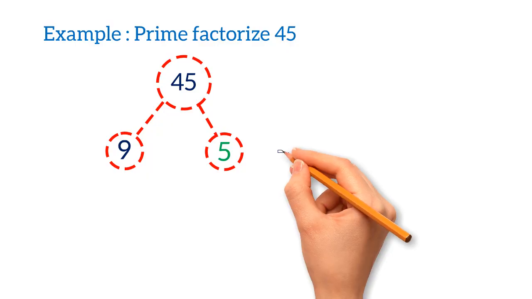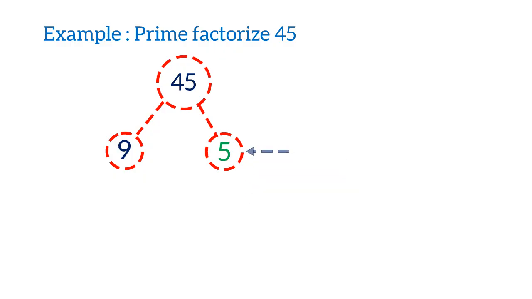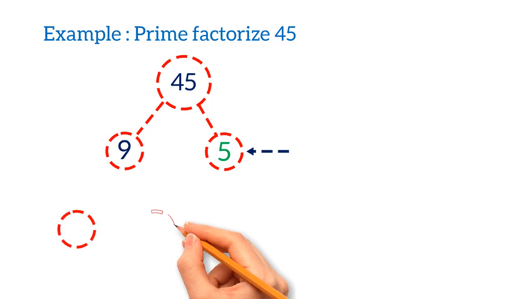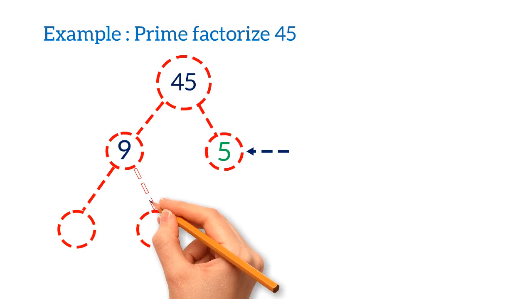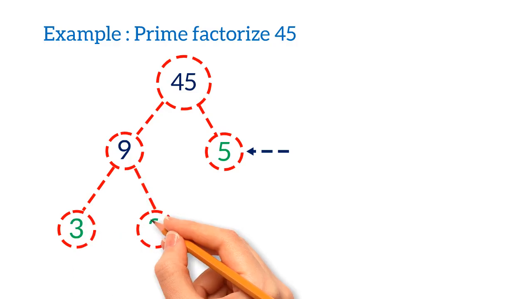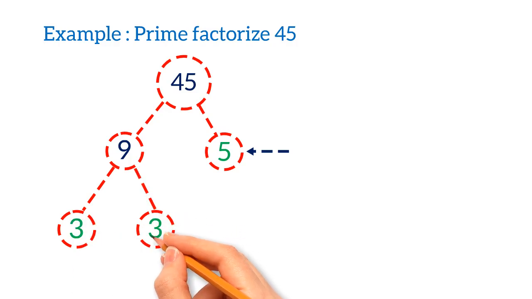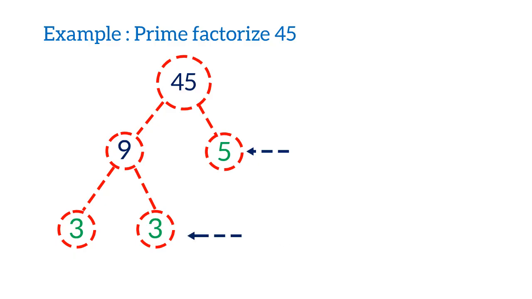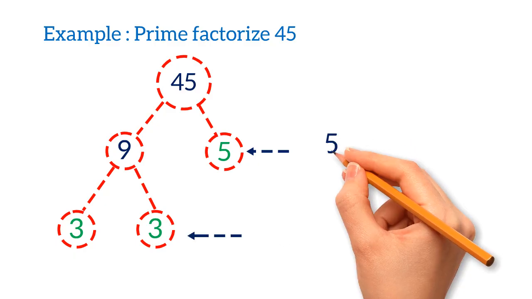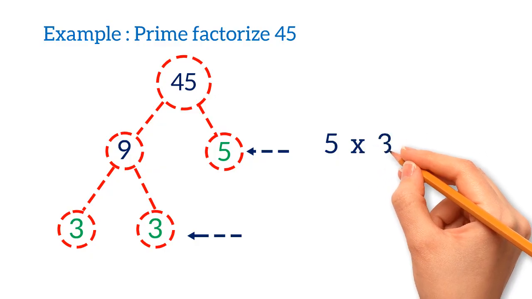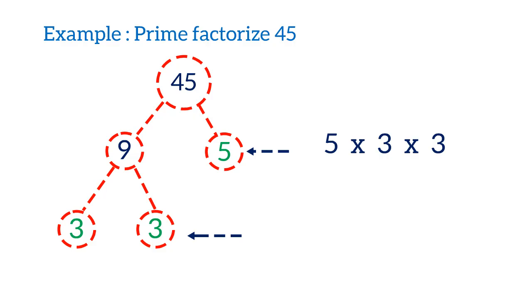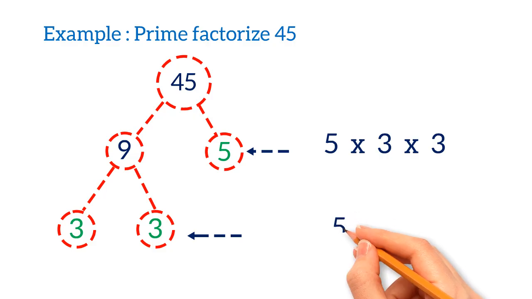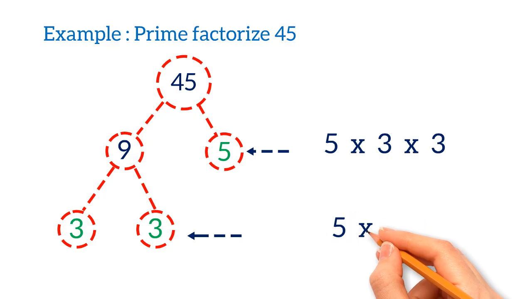Now try to factorize the branches again, and 5 is already a prime number. Factors of 9 are 3 and 3. Now write all the primes at the end of the branches. We can also write it using exponents. 5 times 3 squared.